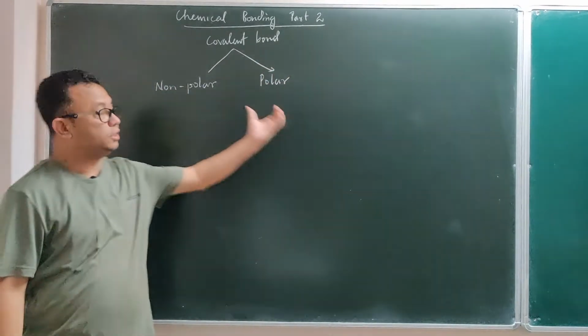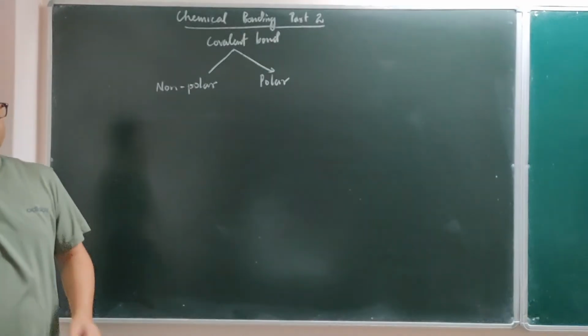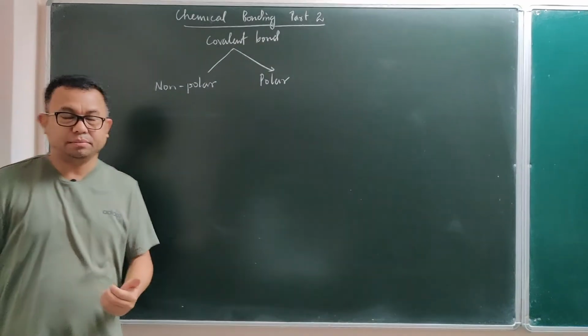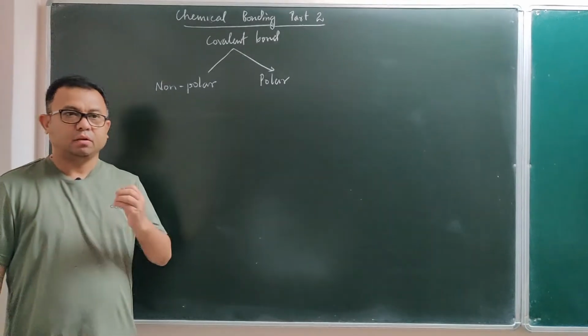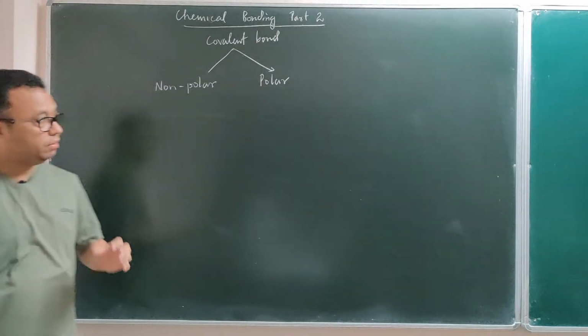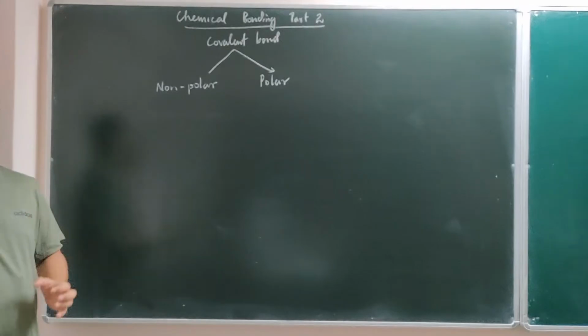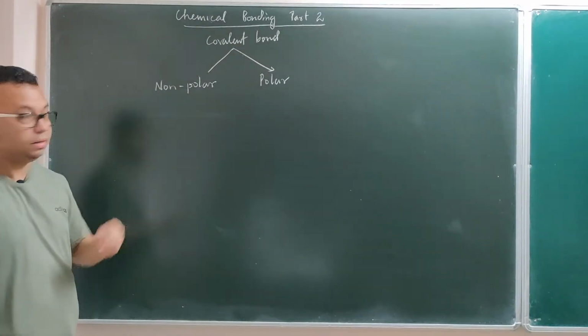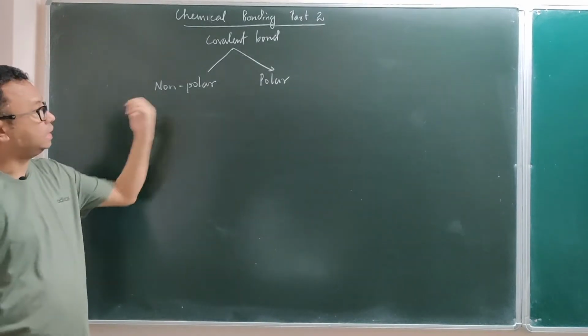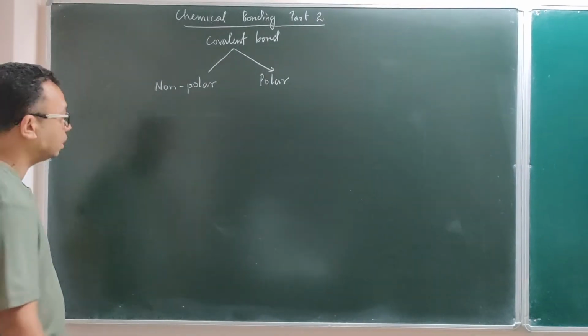Now what is the difference between polar and non-polar? In the first chapter, the periodic table chapter, we learned something called electronegativity. What is electronegativity? Electronegativity is the tendency of an atom to attract the shared pair of electrons towards itself. Let's see some examples now. First I'll explain, and after that I'll tell you what exactly is non-polar and polar.